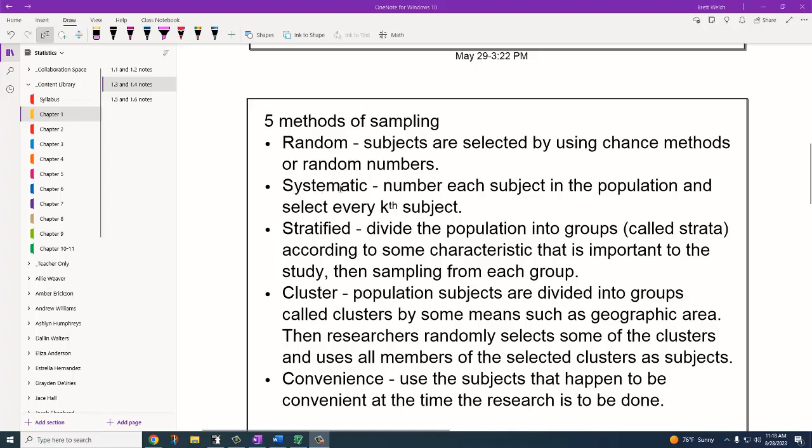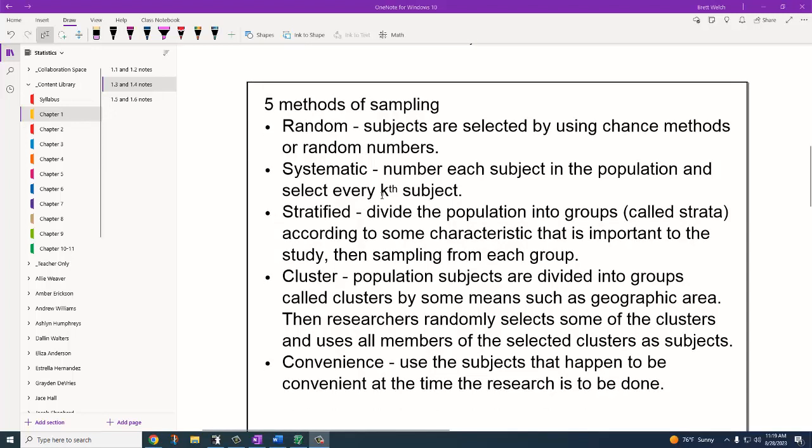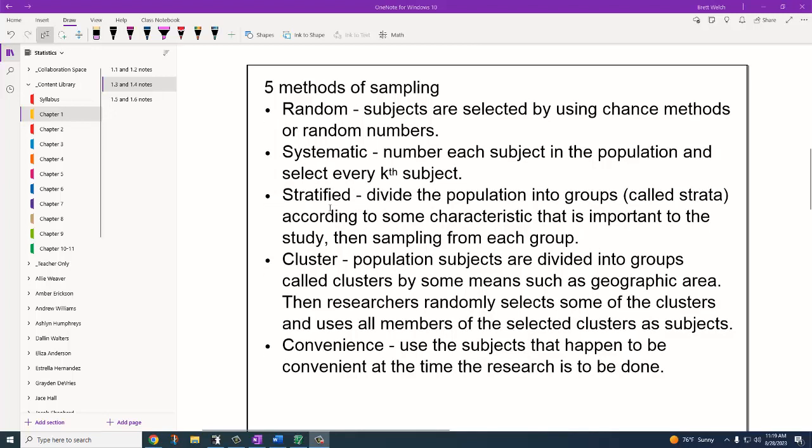Systematic, where you give everyone sort of a number or something along those lines, and you would take every fifth person or every seventh in the alphabet. You might say, okay, as people come out of the school, I'm going to take every third person out of the school and ask them a question. So that's systematic. There's an organization, so it's not purely random. There's an organization to how you decide which people to select.